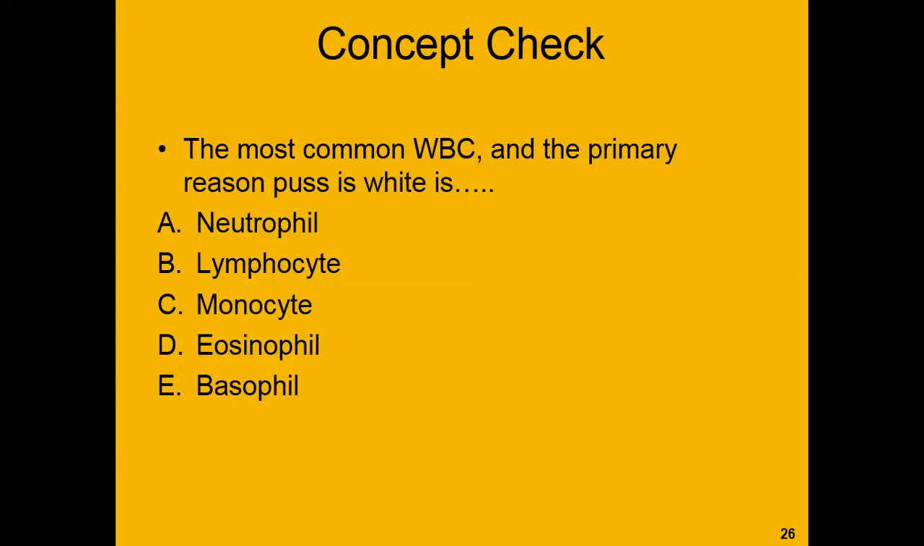So, class, concept check. The most common kind of white blood cell, and the primary reason pus is white, is the neutrophil, lymphocyte, monocyte, eosinophil, or basophil. If you don't remember, that's okay. You can use the mnemonic, never let monkeys eat bananas. Pause the video and get me an answer. 5, 4, 3, 2, 1. The correct answer is A, neutrophil. The most common white blood cell is the neutrophil.